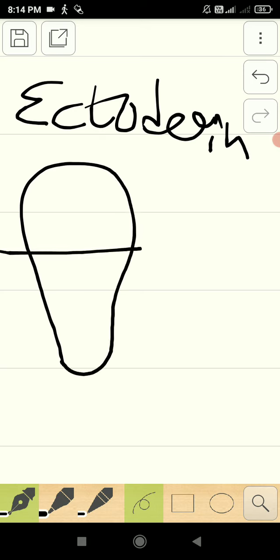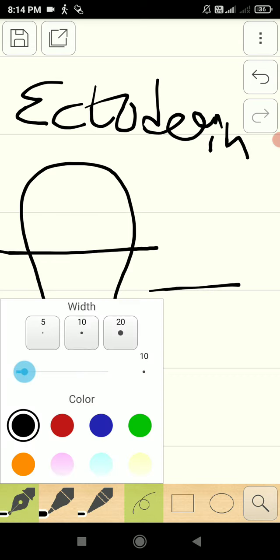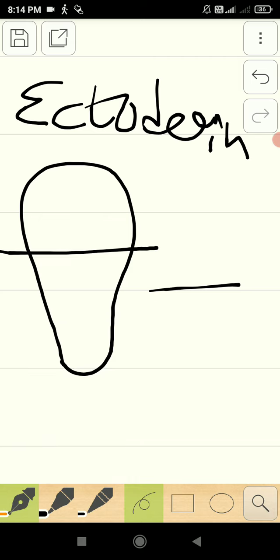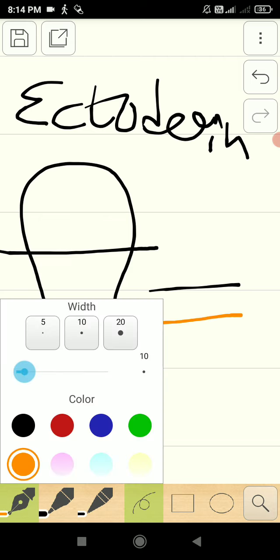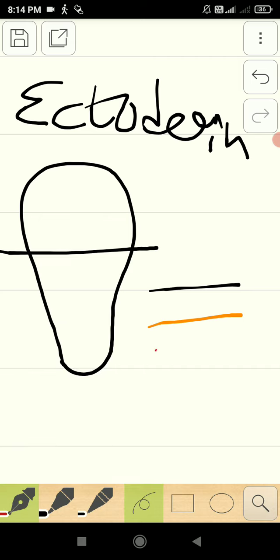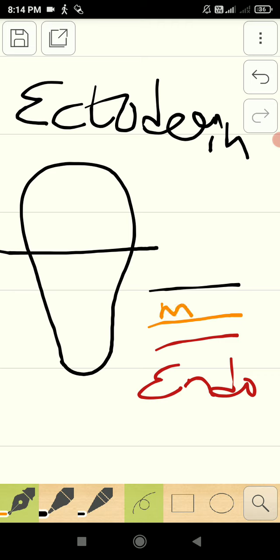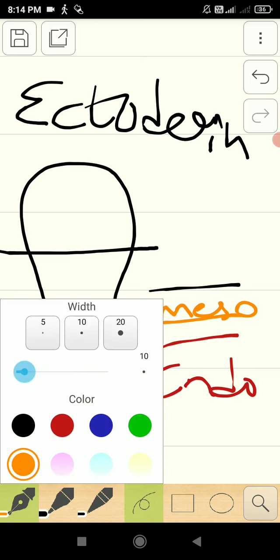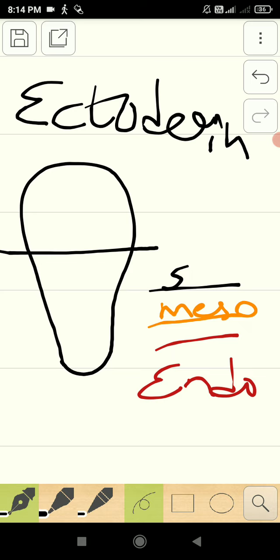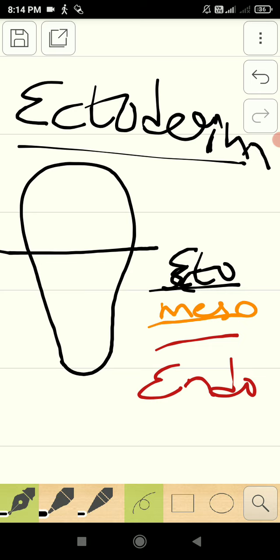If I cut this embryo, you will observe there are three layers. The outer layer is called the ectoderm, that is towards the skin. The innermost layer is called the endoderm. The middle layer is called the mesoderm, which gives rise to the muscles of the body and the connective tissue. The outermost layer, which gives rise to the skin, is called the ectoderm. So ecto means towards the skin. The central nervous system actually develops from the ectoderm.